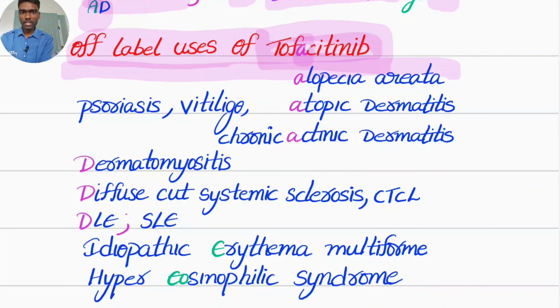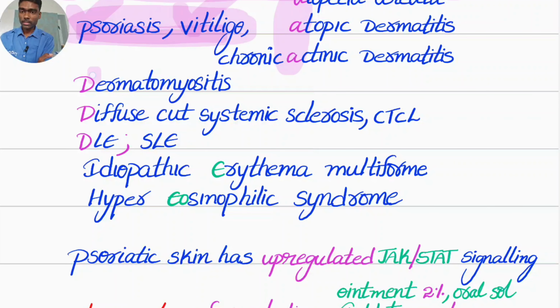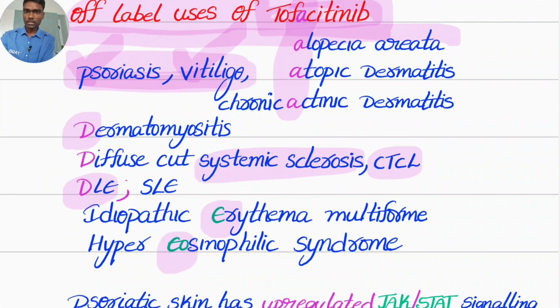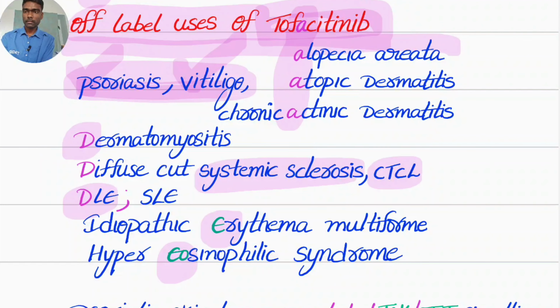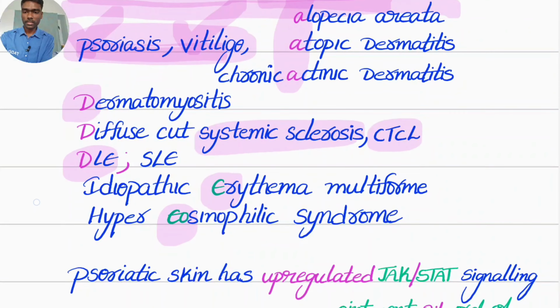With this A, we can write 3 off-label uses: alopecia areata, atopic dermatitis, chronic actinic dermatitis. Psoriasis, vitiligo. Already it got approved by FDA for psoriatic arthritis. Now here psoriasis and vitiligo are off-label uses. Next, connective tissue disease, dermatomyositis, systemic sclerosis, DLE, cutaneous T-cell lymphoma, idiopathic erythema multiforme, hypereosinophilic syndrome. If you get many words which are tough to remember, just pause the video, learn it by heart, and then move to the next slide.